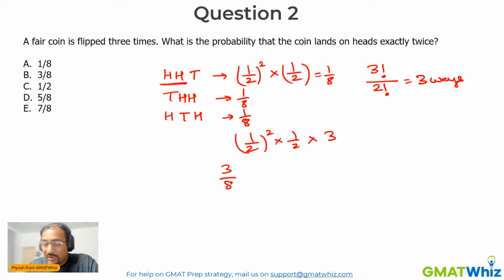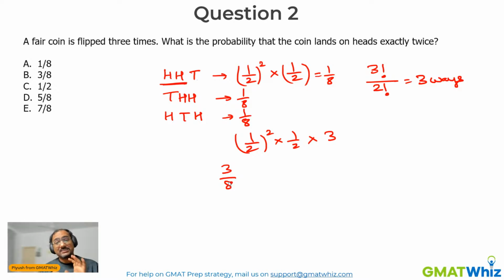Okay. And you can also think in that way. If you want to think in that way, that which 2 coins will have heads on it out of the 3 coins. So you can also say 3C2 into 1 by 8. Both are the same. Both are the same thought process.